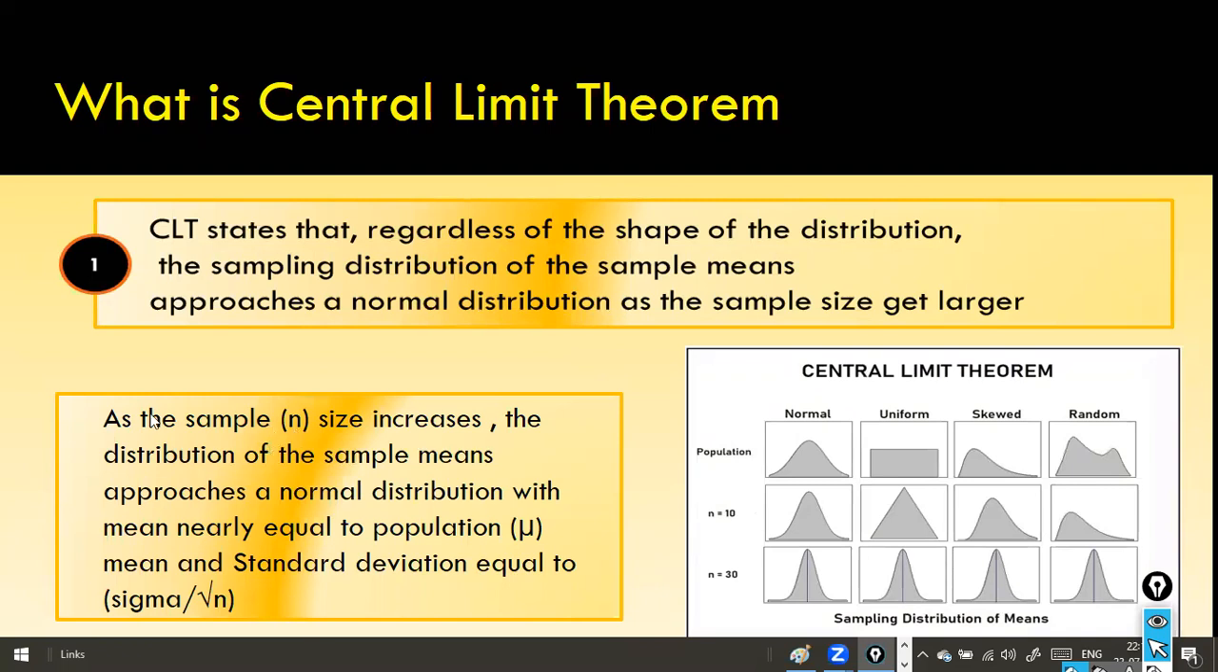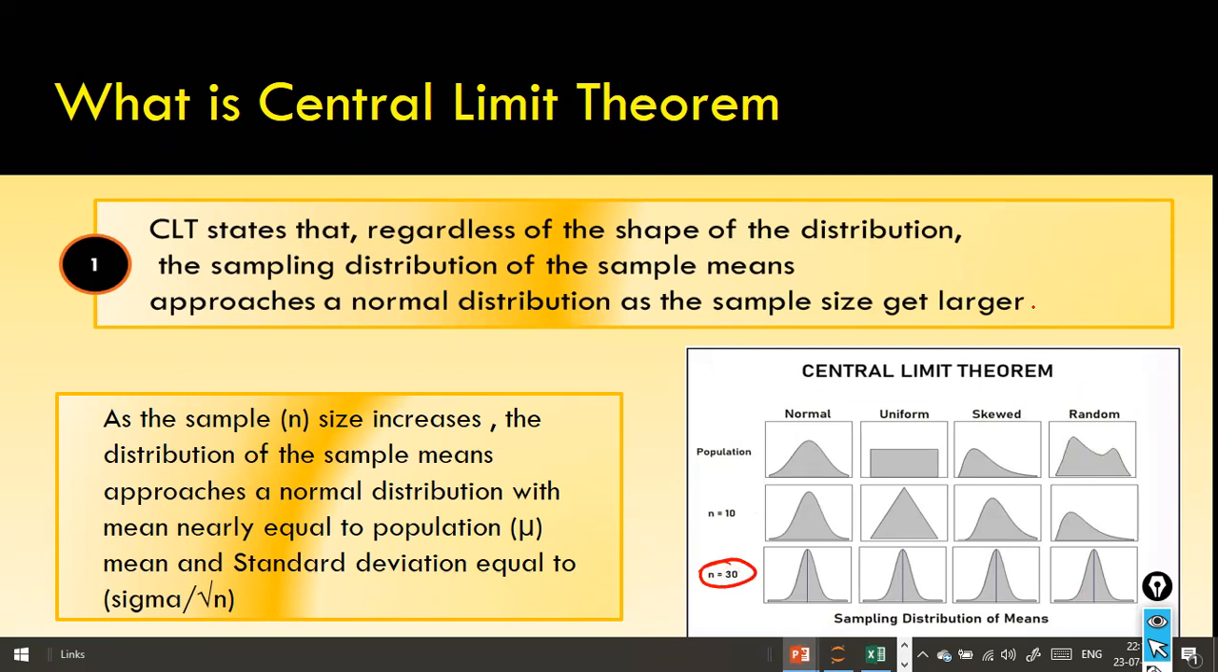There is another version of the central limit theorem. As the sample size increases, the distribution of the sample means approaches a normal distribution with the mean nearly equal to the population mean and standard deviation equal to sigma over root n. Also, another rule is that as the sample size increases to 30, it becomes approximately a normal distribution.